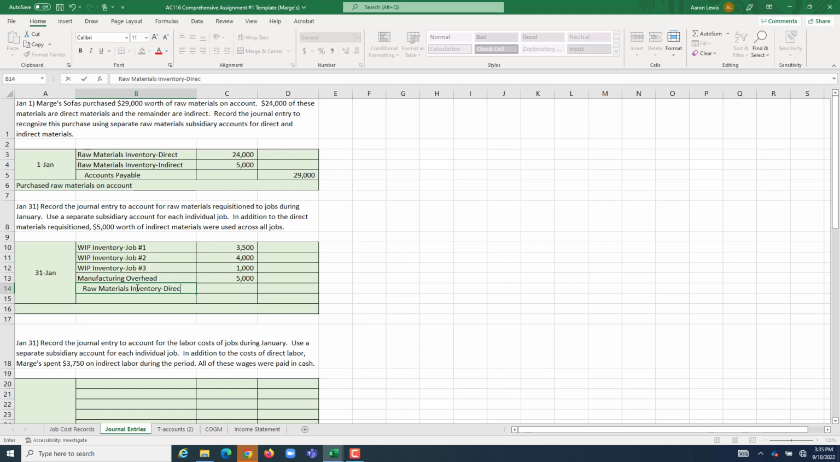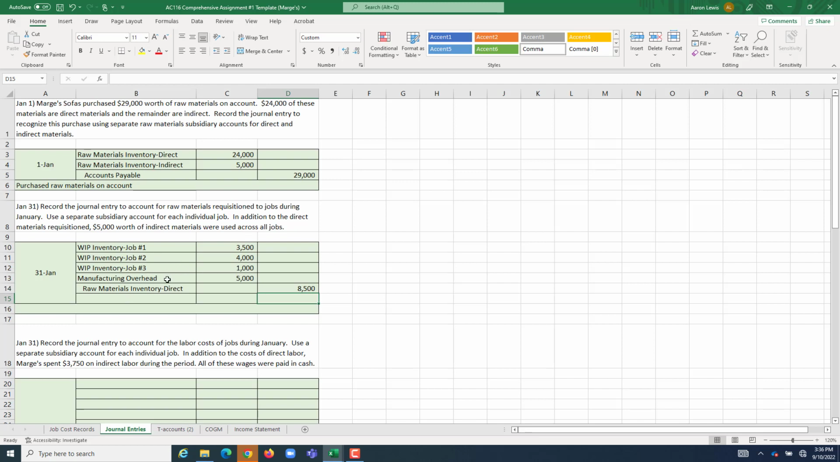This one is raw materials inventory direct for the amount of direct materials that got used across all three of our jobs. So if we had 3,500 used in job 1, 4,000 used in job 2, and 1,000 used in job 3, that means a total of $8,500 worth of direct materials came out of raw materials inventory and were put into those three respective jobs.